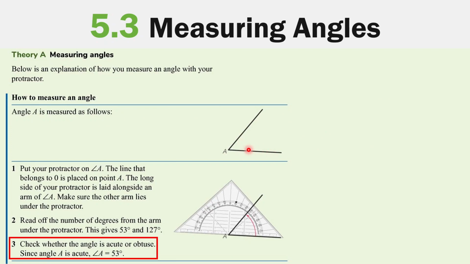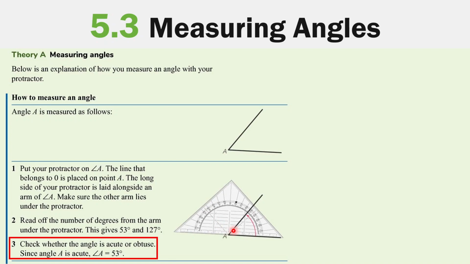Let's say we want to measure an angle, for example angle A right here, that's in between those two legs that form the angle. What you should do at step 1, they say, put your protractor on angle A in such a way that the line that says 0 is on that vertex. And then the long side of your protractor is laid alongside an arm of angle A. I call it sometimes aligning as well, uitlijnen. So it should be clear that not only is the 0 here, but your protractor also follows the same direction as that leg. Okay.